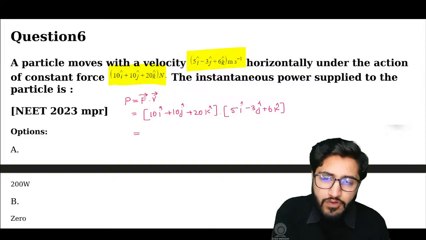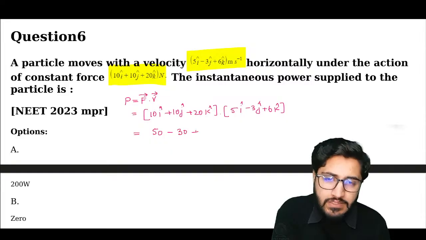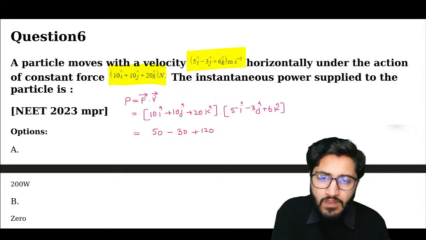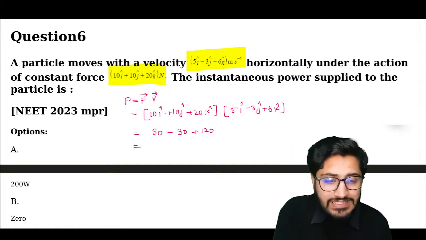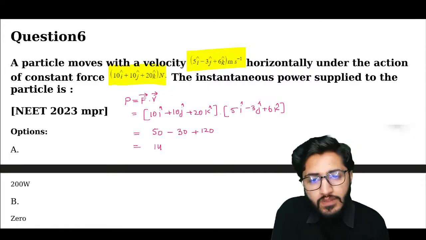10 into 5, it would be 50. Minus 10 into 3, 30. Plus 20 into 6, 120. 120 plus 50, 170. 170 minus 30, it is 140 watt. So my power came out to be 140 watt.